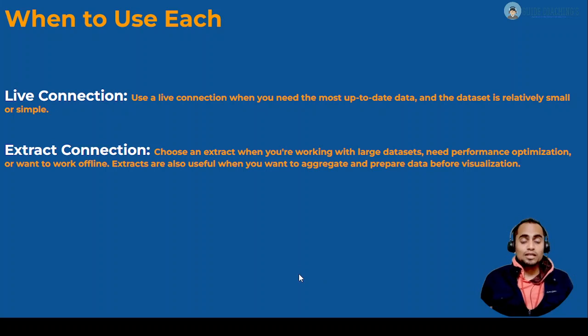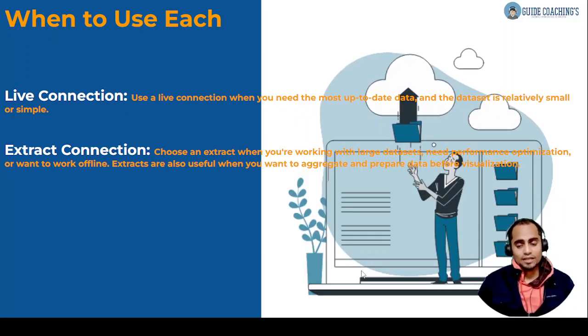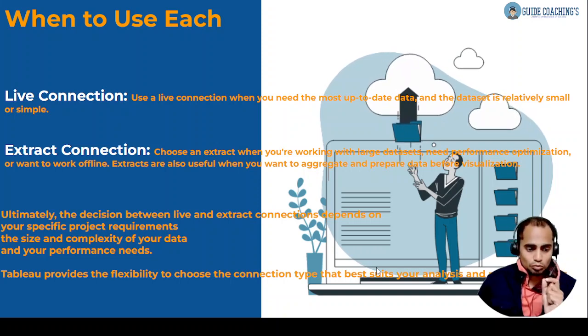Now when will you use an extract connection? Choose an extract when you are working with a large data set. When you have small data, you will use live; when you have huge data, you will use an extract connection. When you need performance optimization, again you will use the extract. When you want to work offline, you will use an extract. When you want to prepare the aggregation before the visualization, again you will use the extract connection.